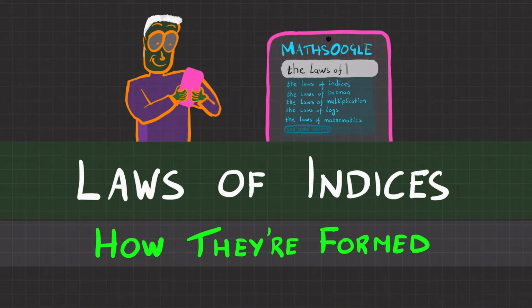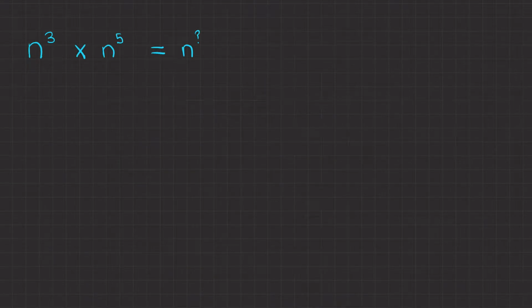The laws of indices. There are 3 of them, so let's figure out together how to form them. We've got this problem of n cubed times n to the power of 5 equals n to the power of what? We want to simplify it, but we don't know how to yet. Let's break this down a little.